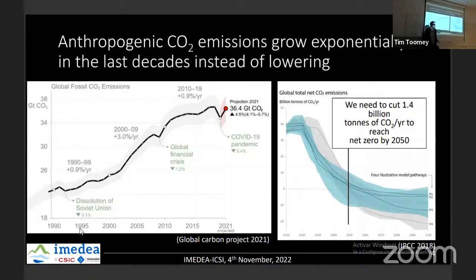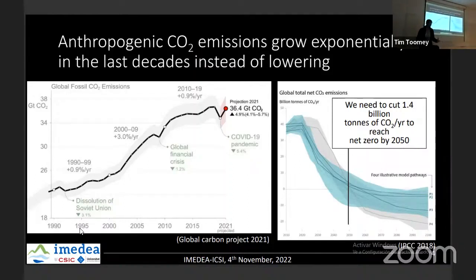From the IPCC, on the other hand, on the right plot, what I put here are the pathways to limit the global warming predicted by the IPCC. And as you may notice, all the pathways consider that around 2050 we reach zero emissions, and after that we even have negative emissions. So the IPCC, apart from giving these pathways, gives a hint on some actions that we can make and some technologies that we have to introduce to reduce emissions by 1.4 billion tons of CO2 per year, to reach this zero value by 2050.